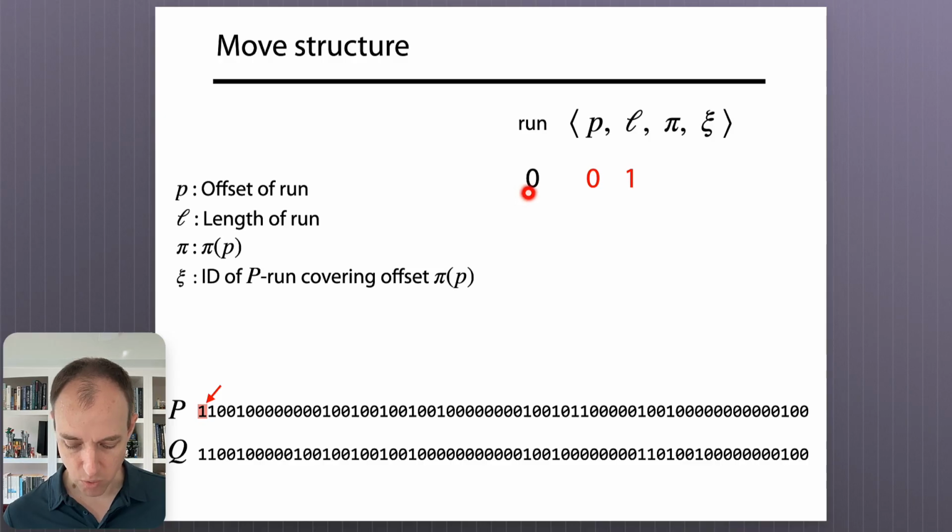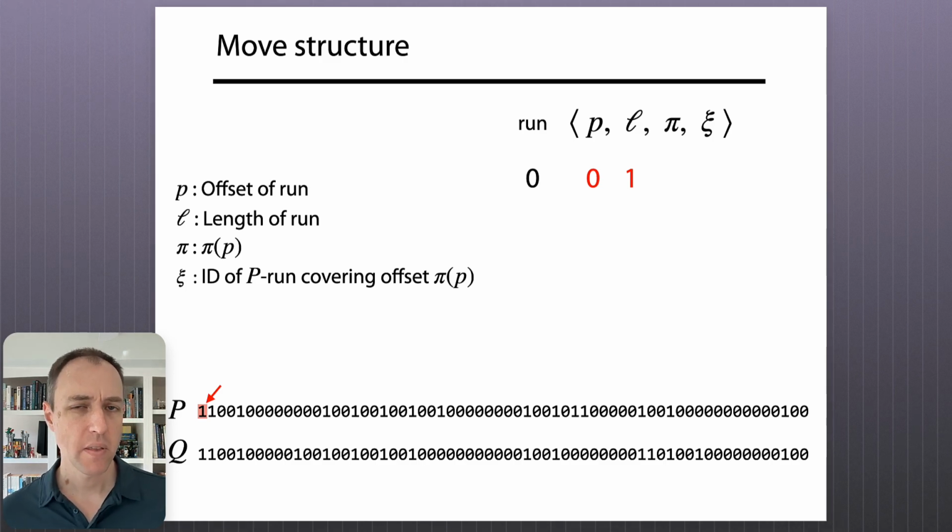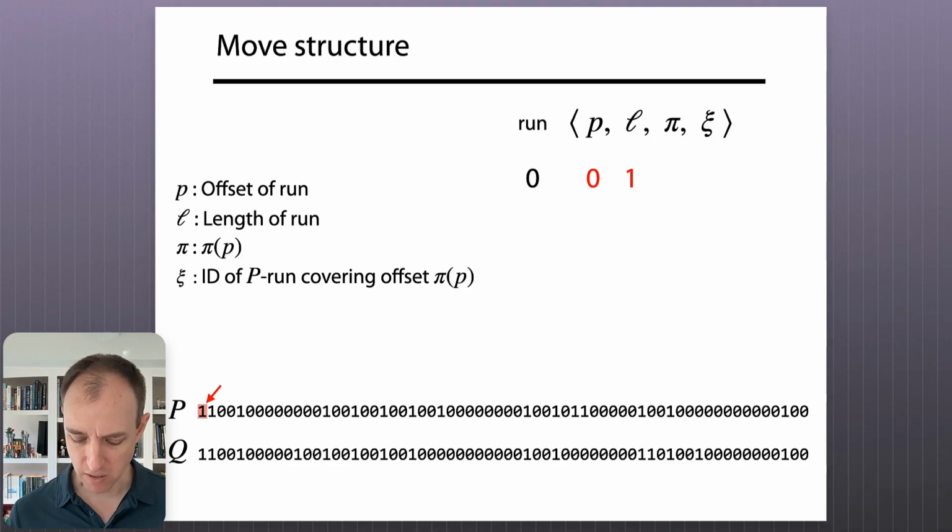So here we are. This is run ID 0. We're going to do all our numbering starting at 0. So this run has ID 0. It is at offset 0. It has length 1. Okay, now we want to fill in pi and xi. So for pi, we need to remember, well, where does that map? Like, where does the permutation, where does the LF mapping take the letter at offset 0?